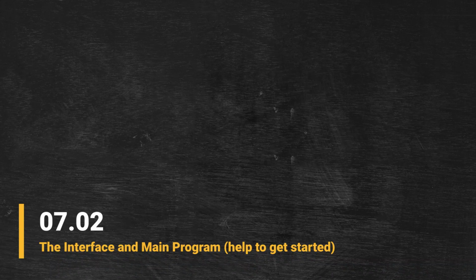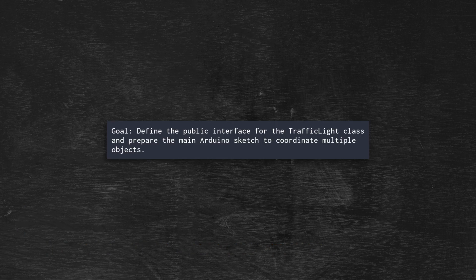In this lecture, we will set up the foundation for our final project. Before we dive into the internal logic of the TrafficLight class, we need to define how our main program will interact with it. We'll start by defining the interface and the high-level structure of our Arduino sketch.